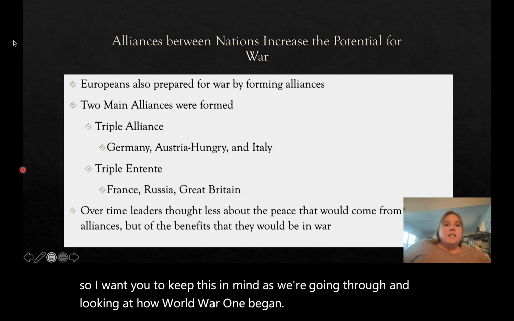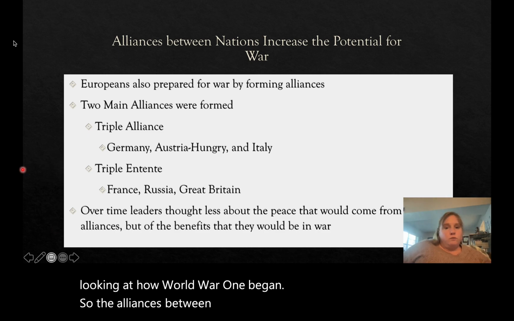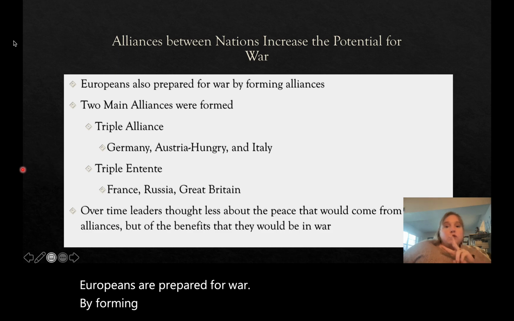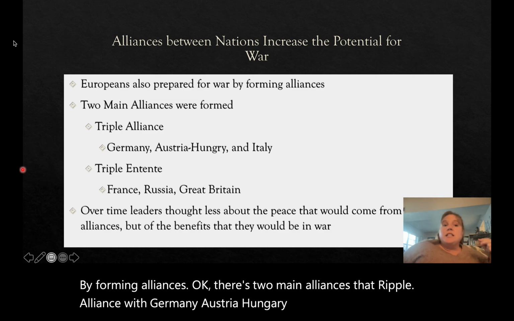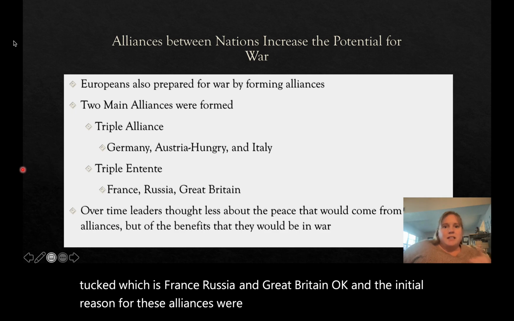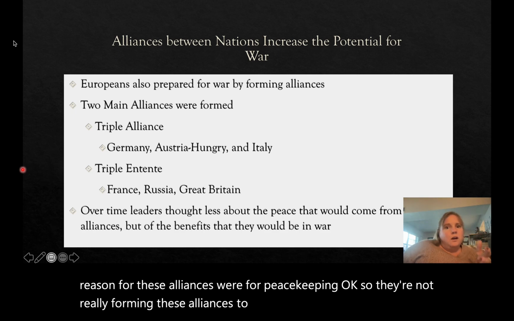The alliances between nations increased the potential for war. Europeans were prepared for war by forming alliances. There were 2 main alliances: the Triple Alliance, which is Germany, Austria-Hungary, and Italy, and the Triple Entente, which is France, Russia, and Great Britain. The initial reason for these alliances was peacekeeping. They weren't forming these alliances to go to war, they were forming them to keep the peace.